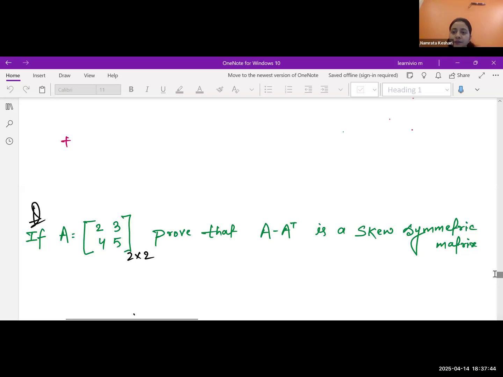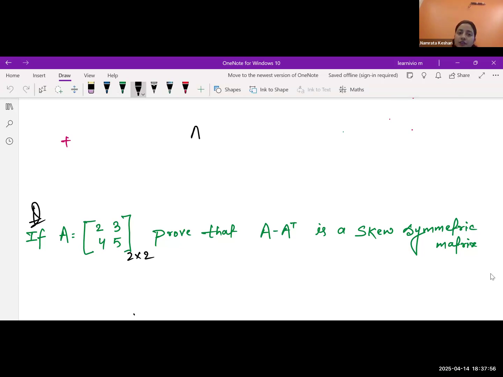Now symmetric matrix, skew symmetric, that also I have explained. So a symmetric matrix is such a matrix that, suppose we are having a matrix A, then we will do the transpose of A, which can be written as A dash or A transpose. That must be equal to A, and that's called a symmetric matrix.